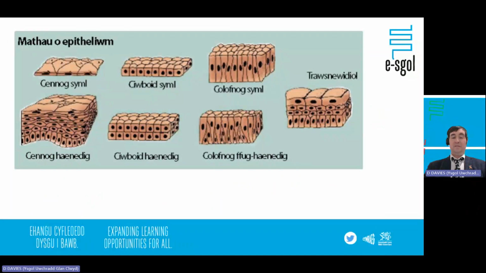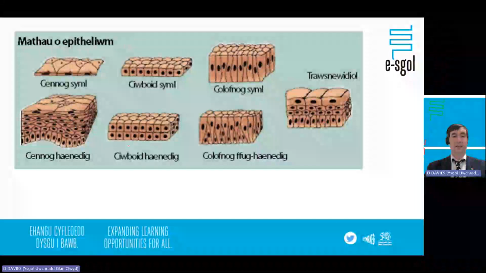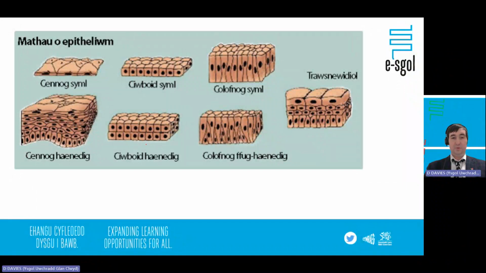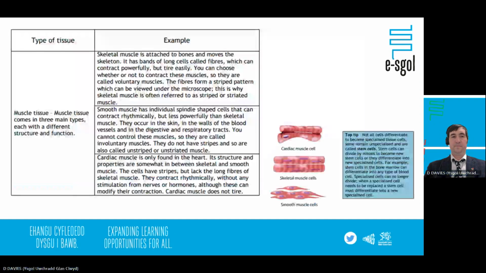Right, so there we have all sorts of different types of epithelium cells. That's your squamous epithelium there, cuboidal, columnar, and there are different striated cuboidal ones, and different layered ones as well. So lots of different types of epithelial tissue.